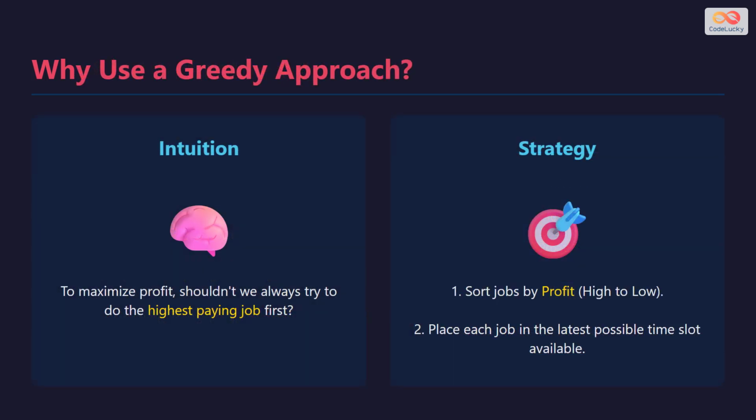Now, why do we use a greedy approach for this? The intuition is quite simple. If you want to make the most money, you should naturally prioritize the jobs that pay the most. The strategy is to look at the highest paying jobs first and try to fit them into the schedule. Specifically, we sort all jobs by profit from highest to lowest, and then try to place each job in the latest possible time slot available.